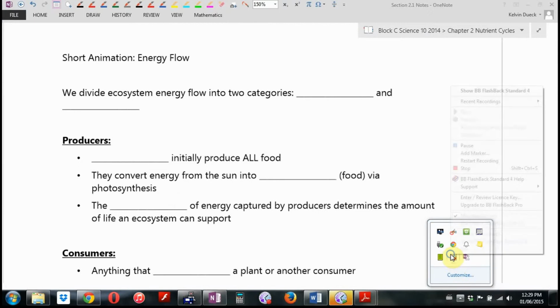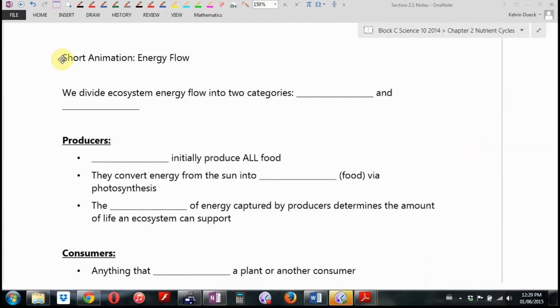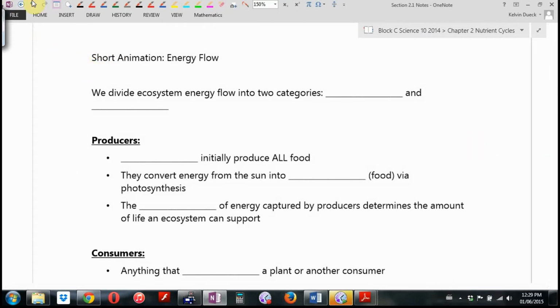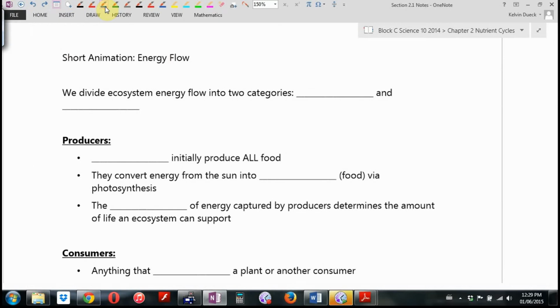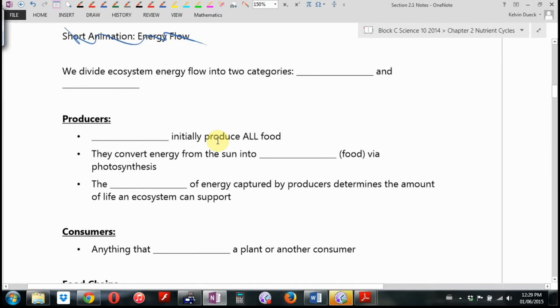Put your pencils down. That's a short animation, Energy Flow. Sadly, that video, that website is no longer up. They're doing fundraising to try and get it back up. It's cool animation, though.